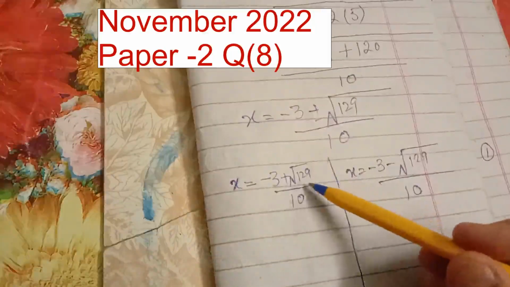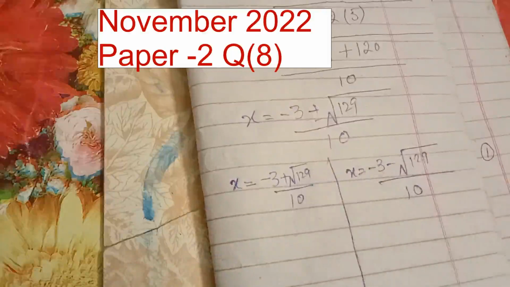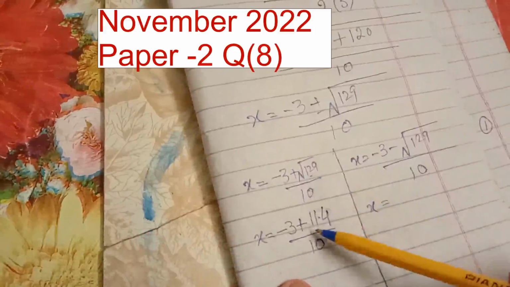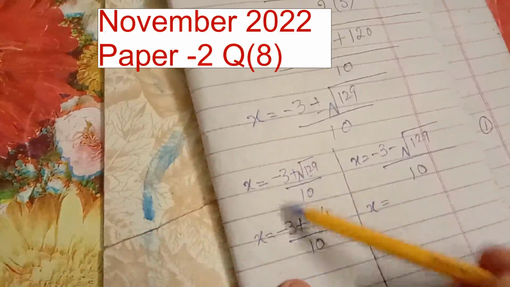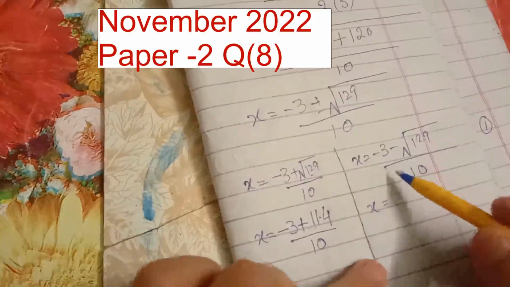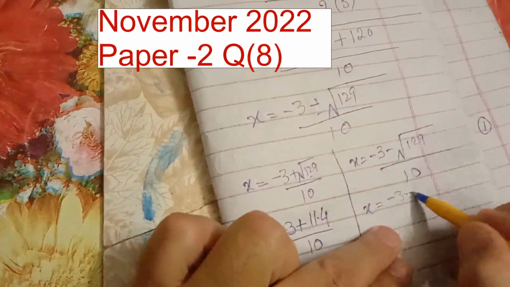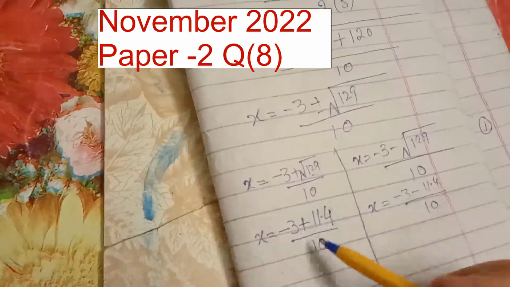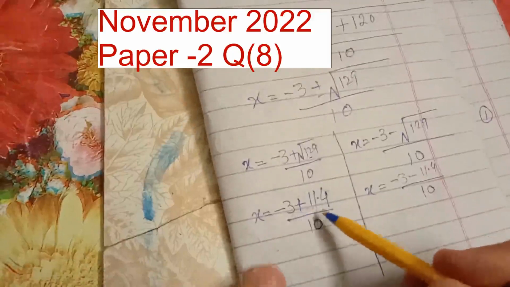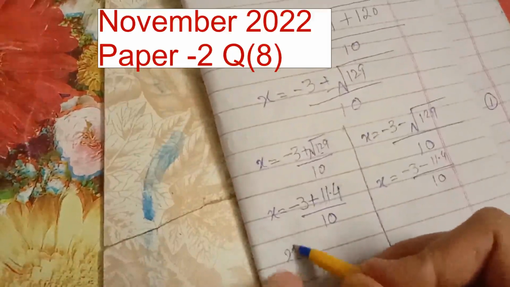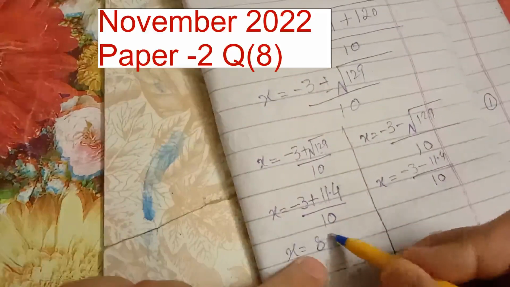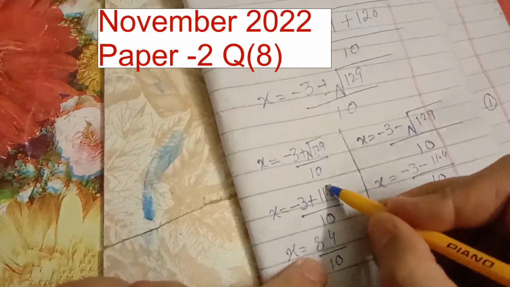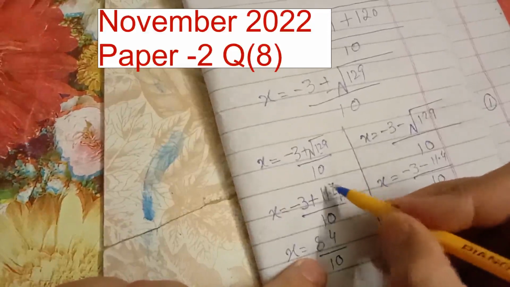In order to evaluate this, we need to find the under root of 129. The under root of 129 is 11.4 up to 3 significant figures, so we write minus 3 plus 11.4 over 10. On this side we can write minus 3 minus 11.4 over 10. Now 11.4 minus 3 will become 8.4, so x is equal to 8.4 divided by 10. Or you can write 11.36 if you want to write 11.36.